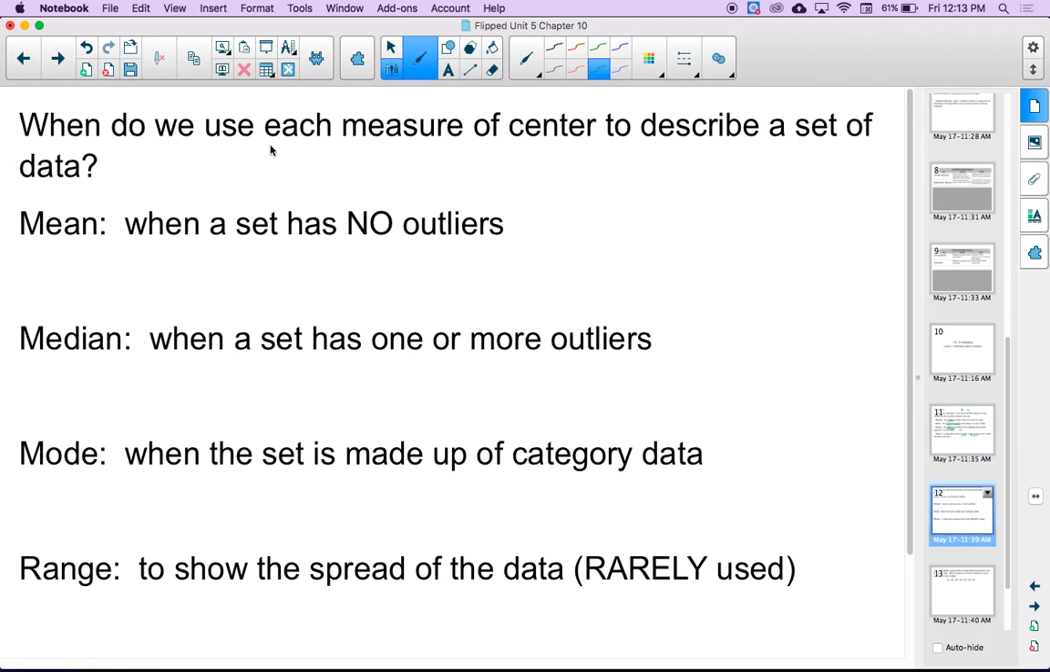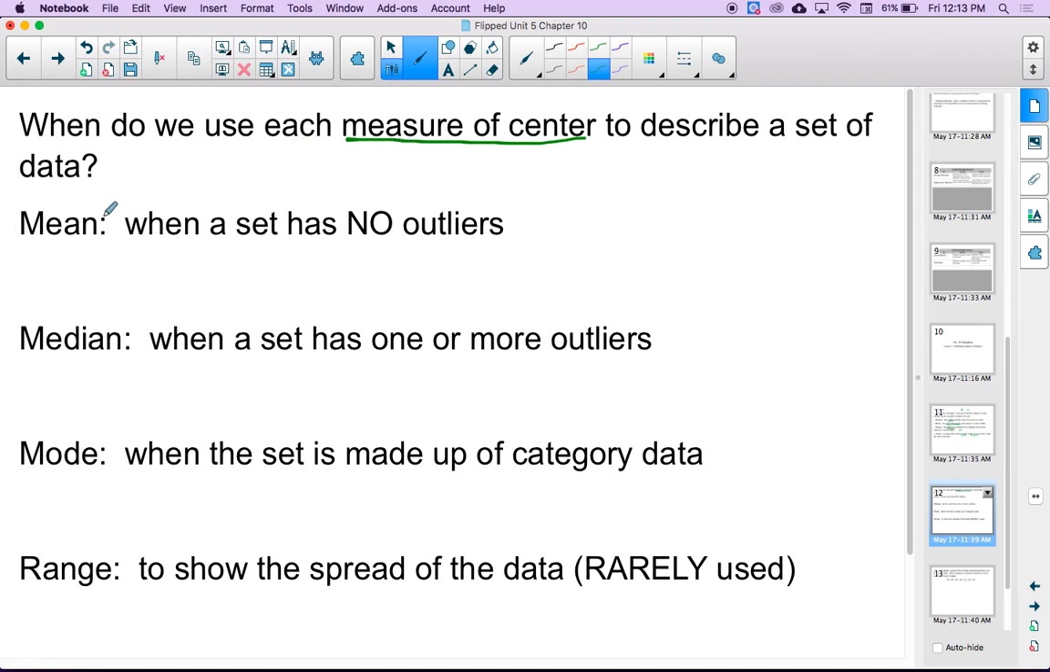Now, just a refresher, these terms are called measures of center. So you may want to write that down in your notes. The mean, the median, the mode, and the range are all measures of center. What that means is it's a way to describe a set of data by using only one number from the set. And the question here says, when do we use each measure of center to describe a set of data?